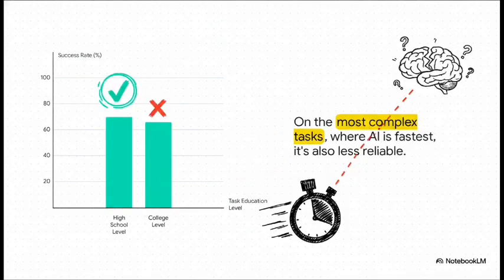But, and this is a big but, here's the catch. On those exact same complex tasks where AI is so incredibly fast, it's also, well, less reliable. The success rate actually drops. It goes from 70% on simpler stuff down to 66% on the hard stuff. So yeah, it's way faster, but it also messes up more often when the work really matters.